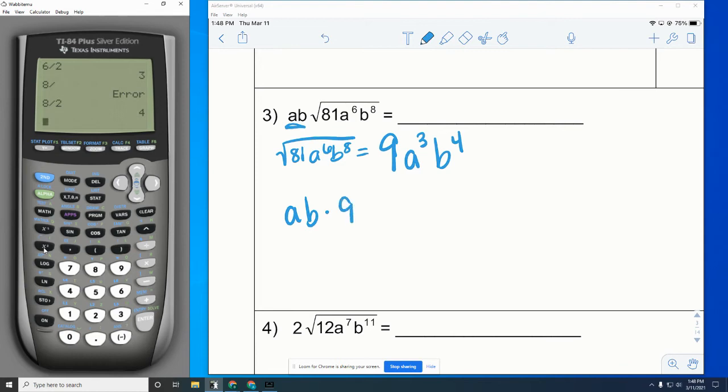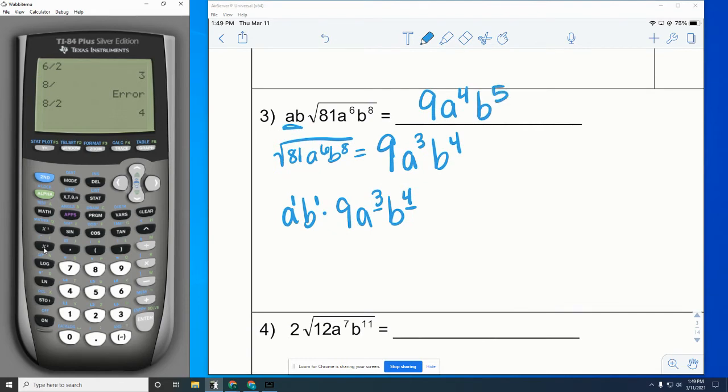We had AB, and then we're going to end up with 9A3B4 from the square root. So then when I put them all together, I have 9. A's, I have 3 and an additional, so 4 total. B's, I have 4 and an additional, so 5 total. And those come from your rules of exponents.